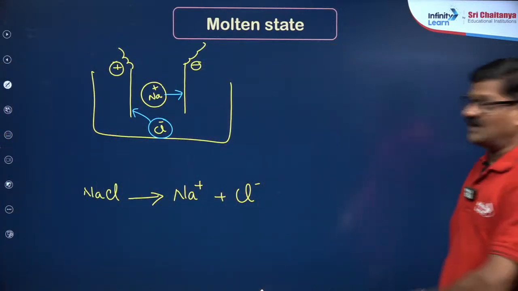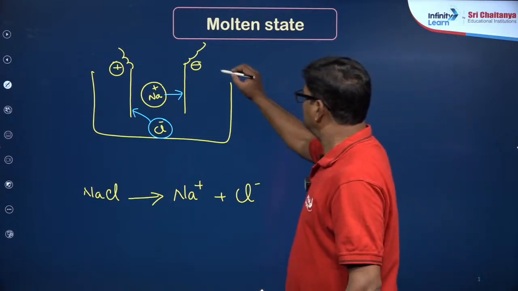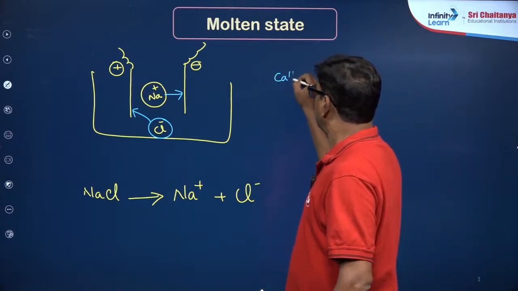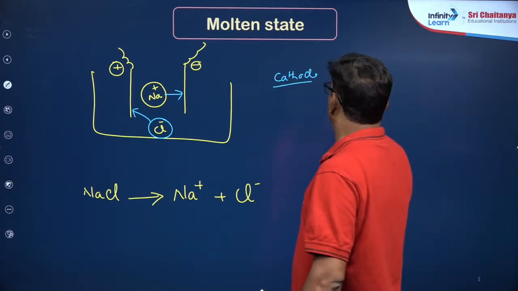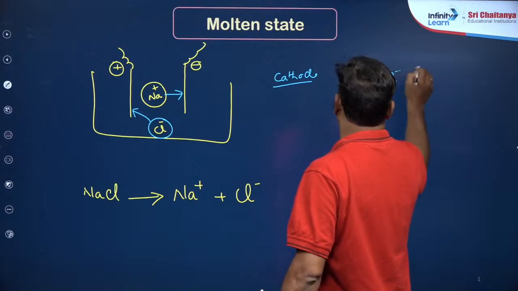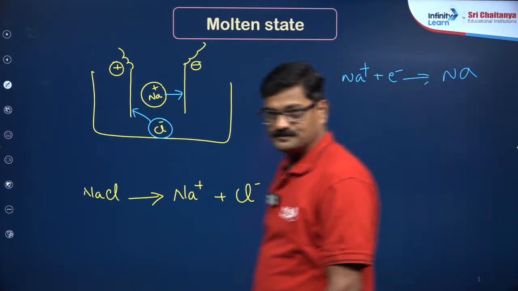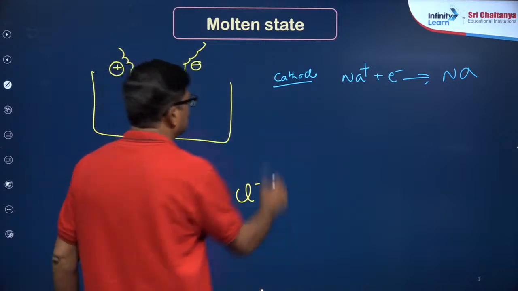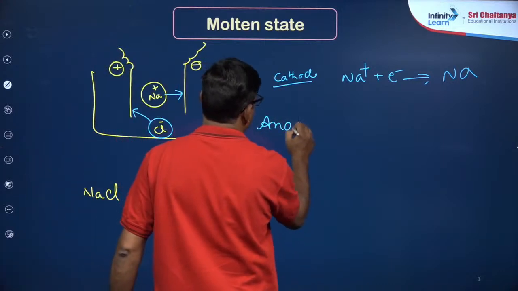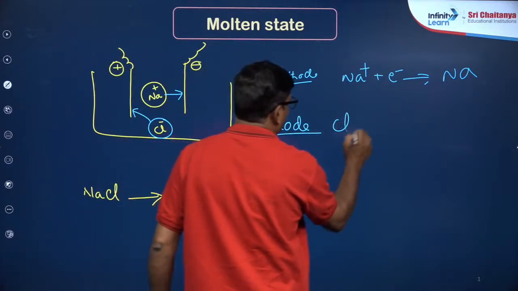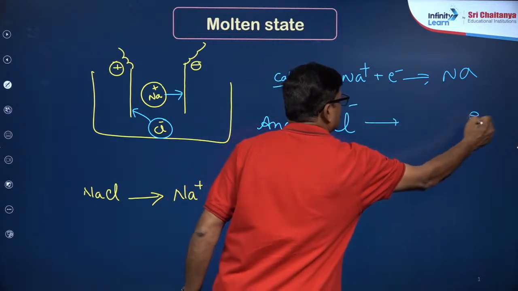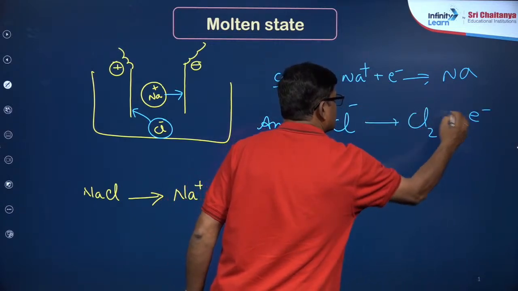Ravindra Reddy, what you said is correct. So this is a cathode, where Na+ takes an electron and sodium metal is deposited, whereas at the anode Cl- loses an electron and Cl2 gas is liberated.